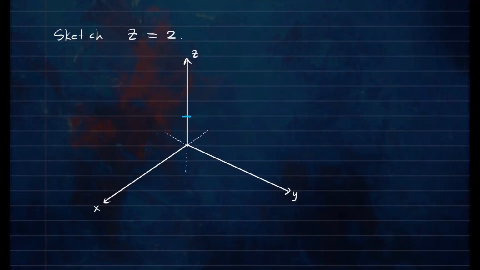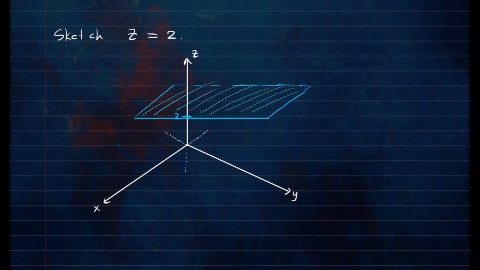So z equals 2 is perhaps up here, and we want a plane right through that point. It's going to look something like this. This plane is going to be parallel to the xy plane. So it's going to be a plane that looks just like that, and we continue this forever at z equals 2. That will be the plane z equals 2.